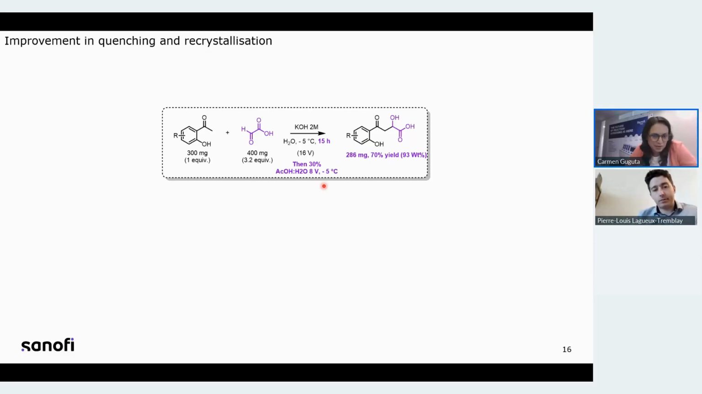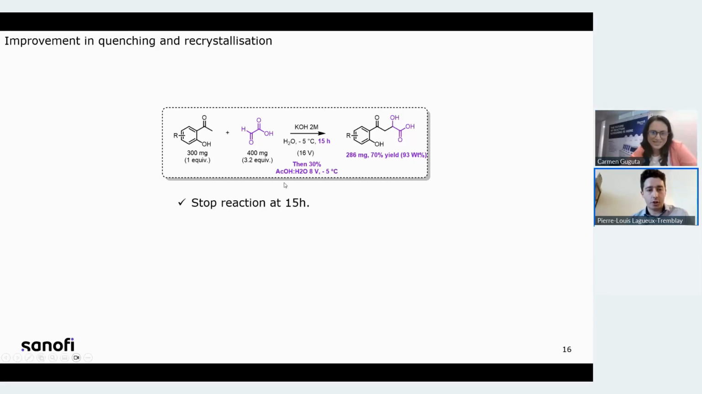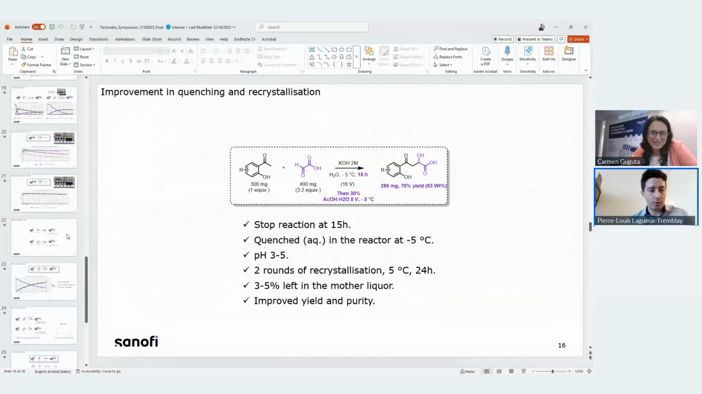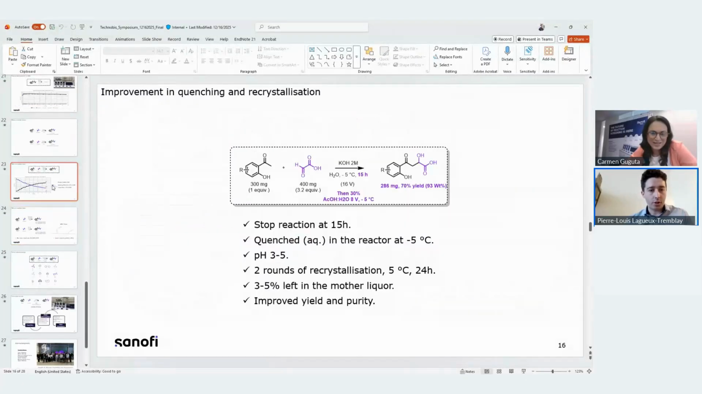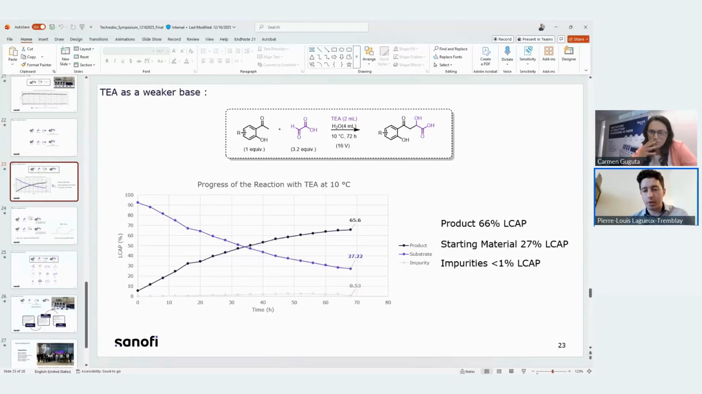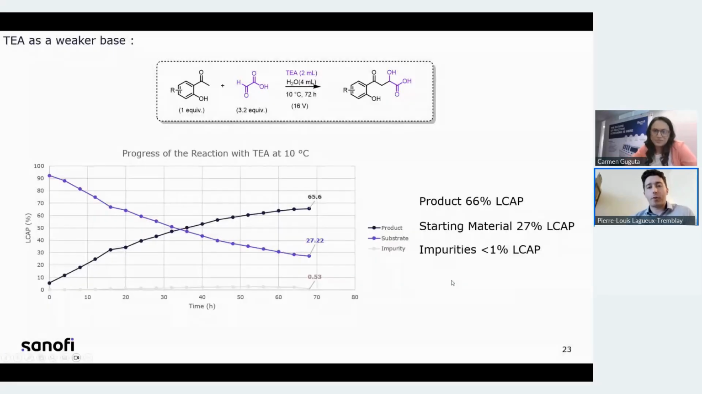Somebody says, I missed parts of the talk. Have you tried organic bases? Yes. So I will jump toward the end. There was a very interesting discussion here with the organic bases. At first, in this story, it was mentioned that organic bases such as TEA are a little weaker. So I just want to show this slide very quickly.